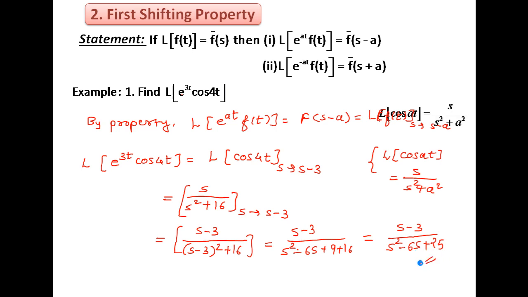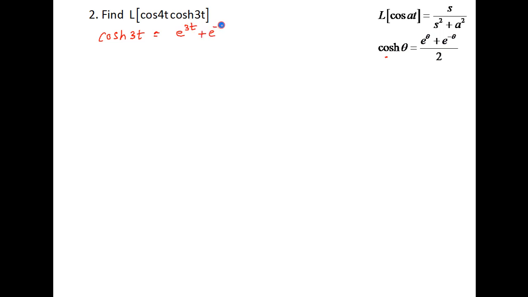Next example we are going to solve here. Find Laplace transform of cos 4t into cos h 3t. Now see here, this is a trigonometric function and this is a hyperbolic function, and we know the result for the hyperbolic function. See here, cos h theta is what? e to the power theta plus e to the power minus theta upon 2. So here I can write cos h 3t equal to e to the power 3t plus e to the power minus 3t upon 2.